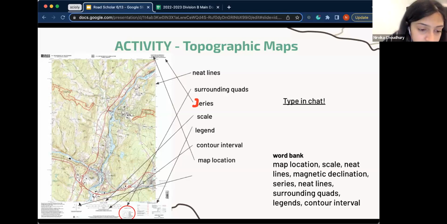And then last, I mean last, yeah. It's this right here. It's just this little diagram right here. Yeah, it's the magnetic declination. Okay, cool.